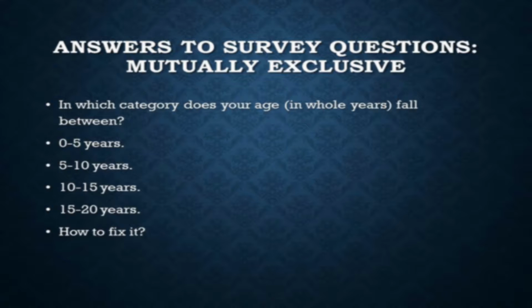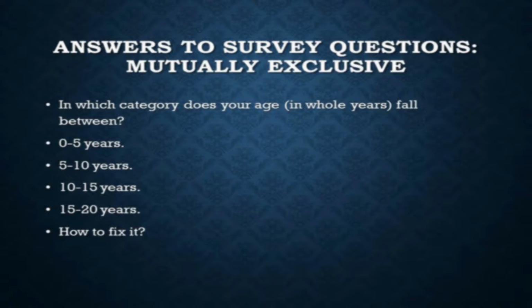Answers to survey questions. You must have mutual exclusivity. They must be mutually exclusive. What does that mean? Well, if we look at this question, is there an issue here? In which category does your age in whole years fall between? 0 to 5 years, 5 to 10, 10 to 15, 15 to 20. Is there an issue here?